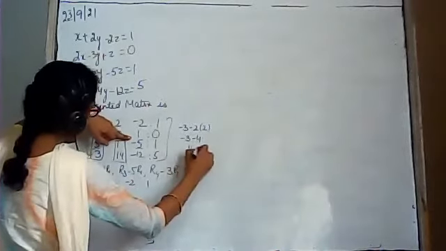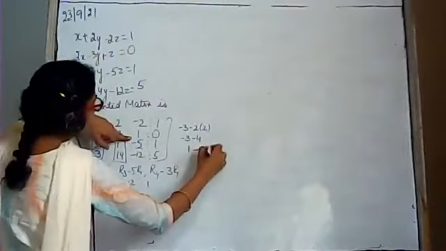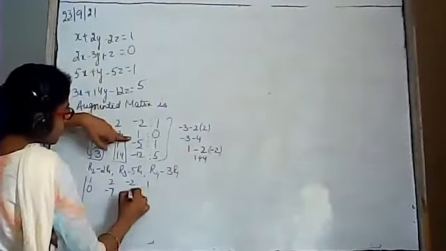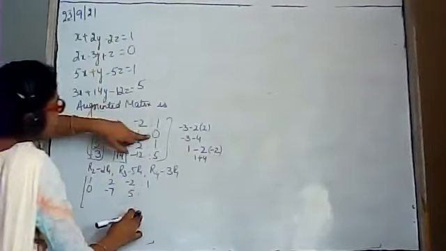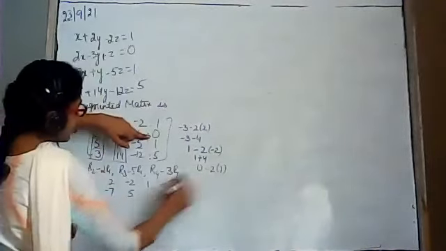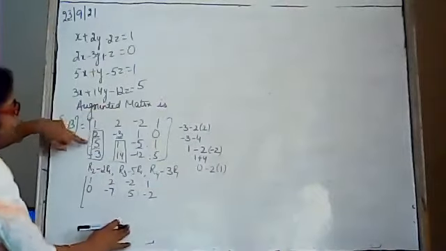R2: 1 minus 2 times R1, minus minus, plus 1 plus 4. 1 plus 4 will be 5. R2: 0 minus 2 times R1, 0 minus 2 will be minus 2.